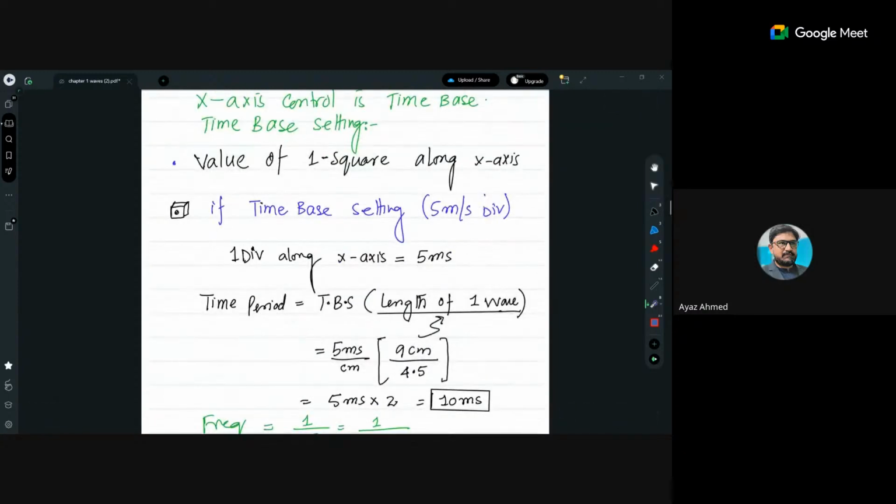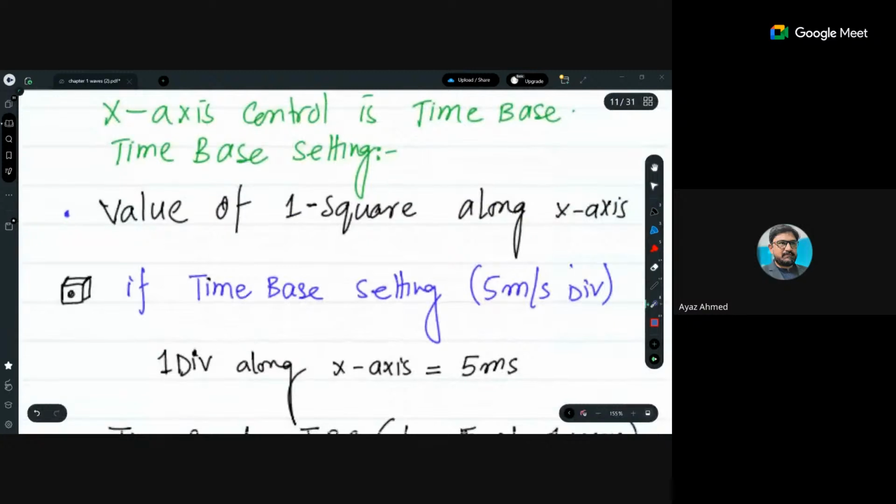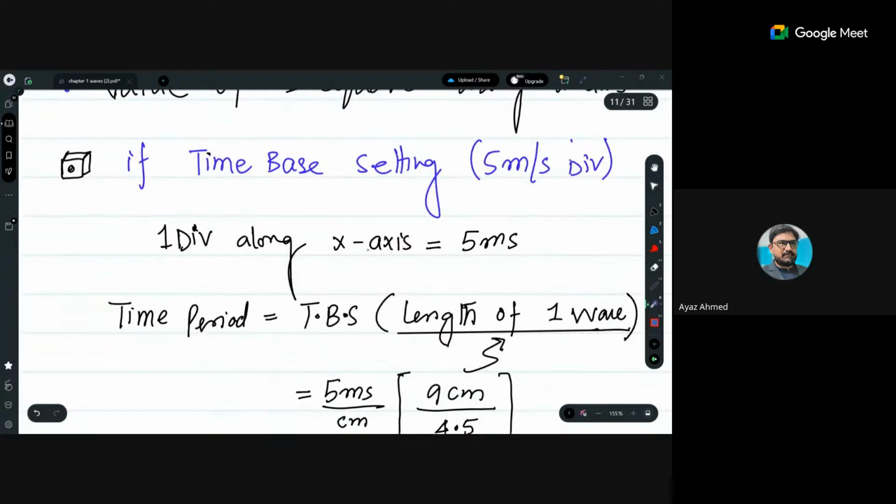In the controls of the CRO, I told you that on the x-axis the setting is time base, and the time base setting tells you that 1 division is equal to that value. For example, if the time base setting is 5 milliseconds per division, that shows that 1 division along the x-axis is how much? 5 milliseconds, right? So we have to take care of this time base setting.